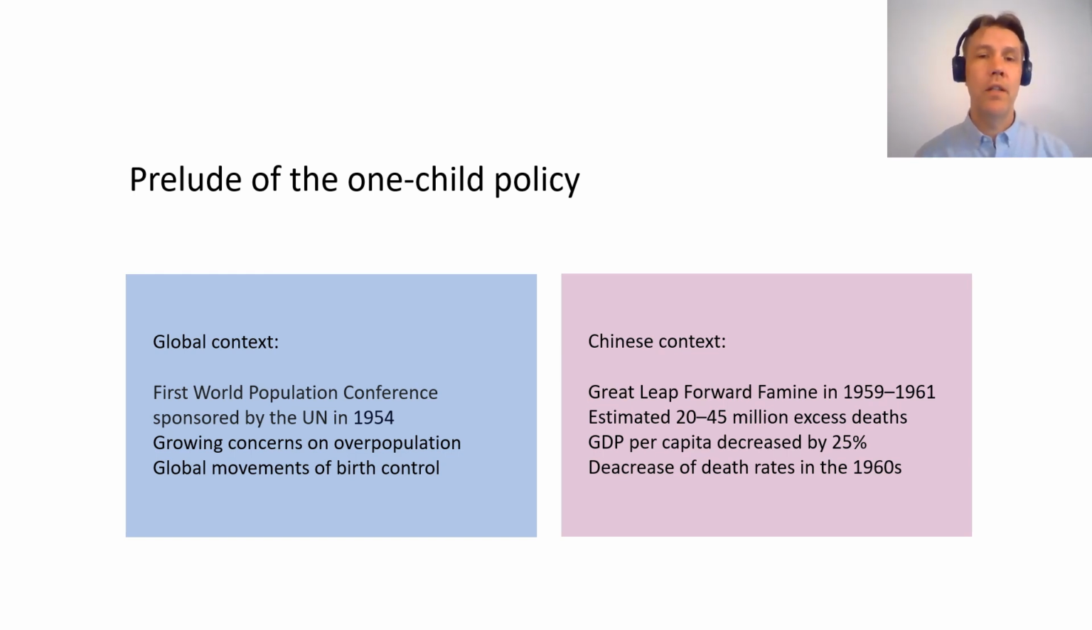It is also important to understand the Chinese context, where both more global, long-term as well as short-term factors combined with each other. First of all, the Great Leap Forward famine in 1959 to 1961 had dramatic effects on the population and economic development of China. The estimated number of excess deaths ranged from 20 to 45 million, and GDP per capita decreased by about 25%. So these were the short-term effects that made the Chinese government think of how to feed the population.